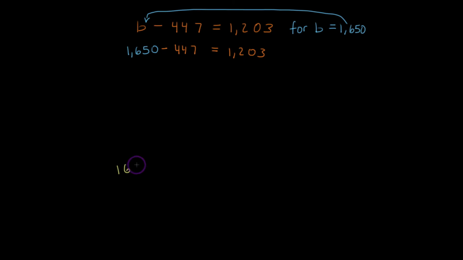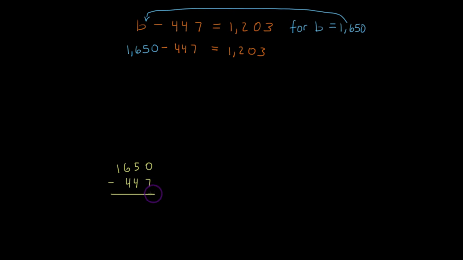So we have 1650, and I'm going to subtract 447 from it. Alright, so I'm going to subtract these values. Well, 0 minus 7, I can't do it. I've got to borrow from 5. I'm left with 4. Now I have 10 minus 7, which gives me a value of 3. 4 minus 4 is 0. 6 minus 4 is 2. And 1, I'm just going to bring it down here.